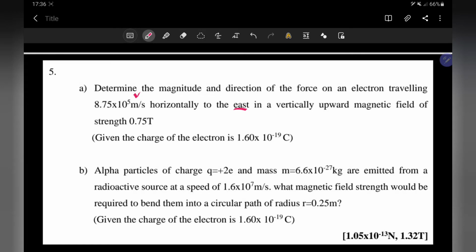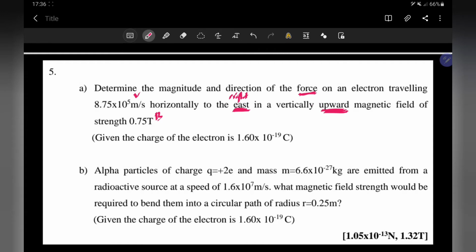To the east means to the right, in a vertical upward magnetic field. So B is given; the magnitude is 0.75 Tesla and its direction is upwards. So the speed is directed to the right and B is directed upwards. They ask you to find the magnitude and direction of the force.